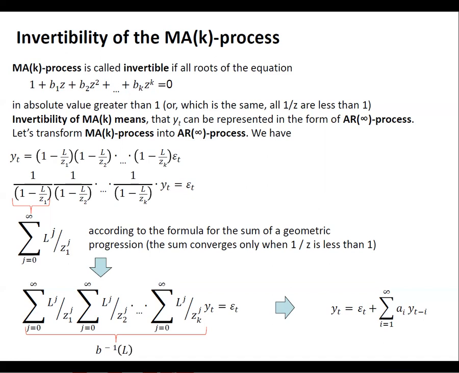If it did not hold, we would not be able to apply the formula of an infinitely decreasing geometric progression, and thus the invertibility would not take place. So applying this formula, we get the product of k infinite sums, which we denote as the inverse polynomial of the shift operator, B to the power of minus 1. Now expanding this product of k infinite sums, we can see that the time series Yt will be equal to an AR(infinity) process. In general terms, this expansion of sums is quite difficult to do, so we will see this transition a little later in a numerical example.